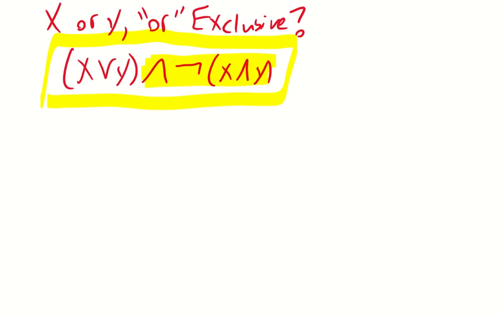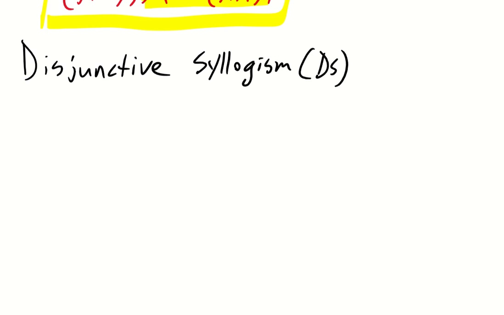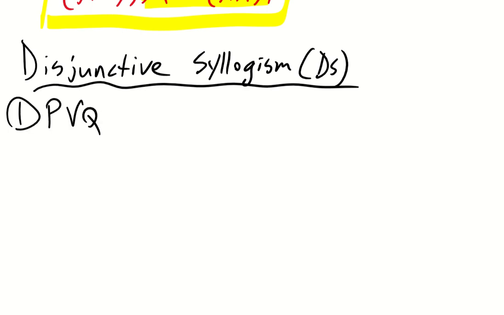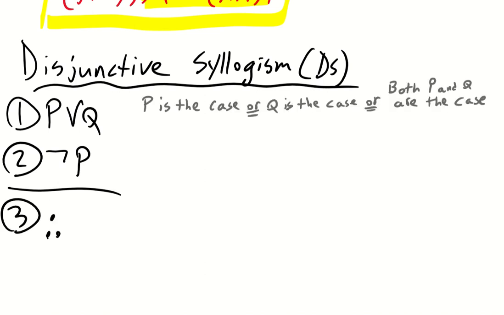So now we can get into the so-called disjunctive syllogism, or DS for short. Let's say we have the first premise, P or Q. Second premise, not P. So what can we conclude given those two premises? The first premise, P or Q, so P is the case, or Q is the case, or both P and Q are the case. But we're told that P is not the case. So therefore Q must be the case. So therefore Q.